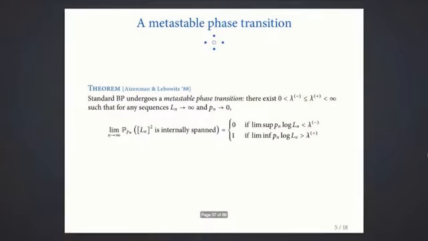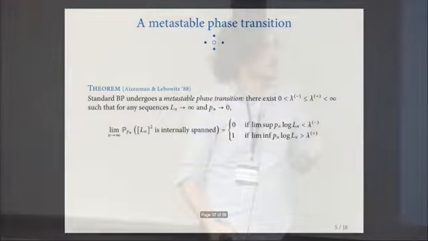So the entire Z^d is not interesting. But it is still interesting because what happens on these smaller lattices is that you have the probability of being internally spanned for a rectangle. This actually undergoes something of a phase transition, a metastable phase transition.